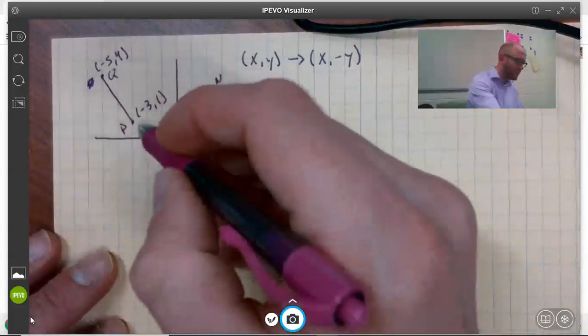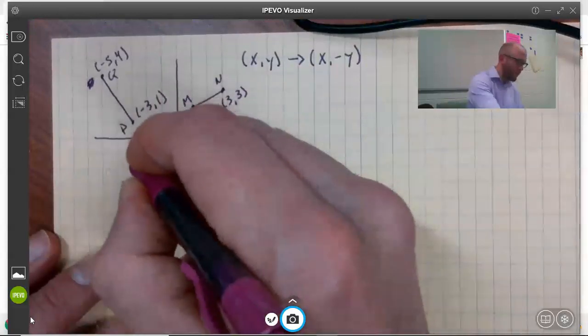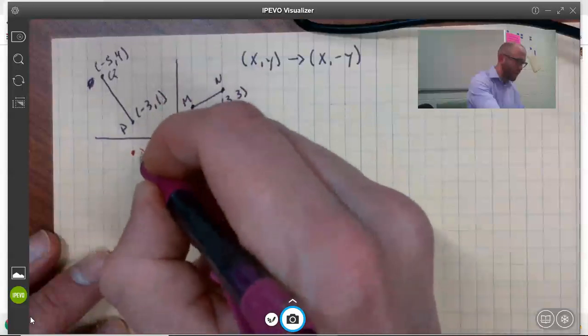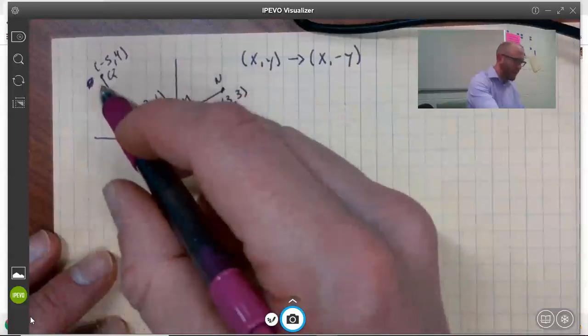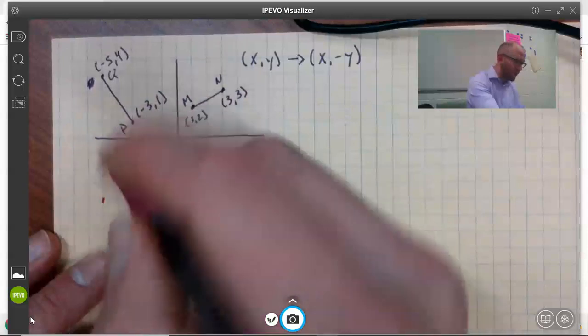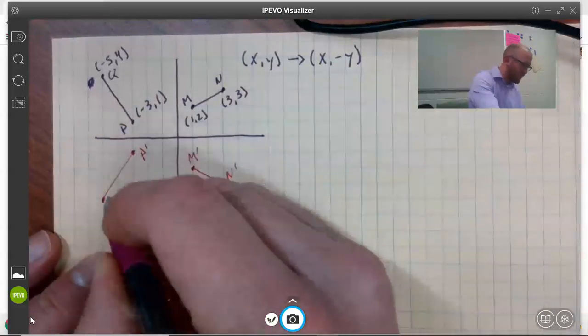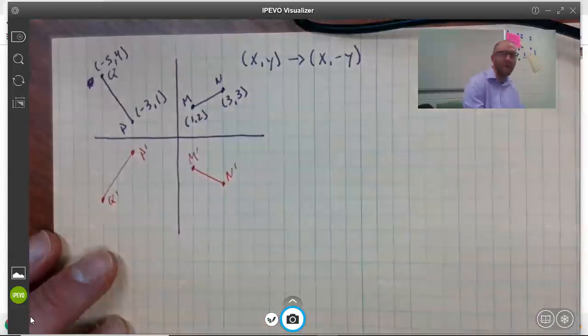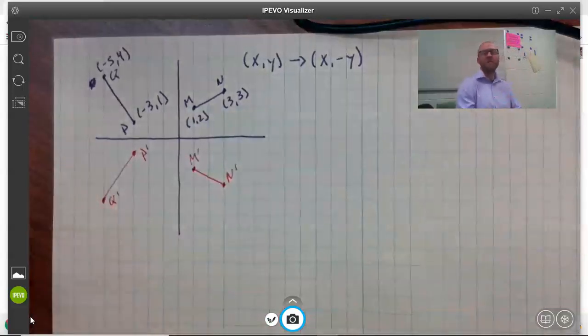And over here, the point negative 3, 1 would become negative 3, negative 1, P prime, and negative 5, 4 would become negative 5, negative 4. And this would be Q prime. So essentially what it does, it just flips things across the x-axis. It's a reflection across the x-axis.